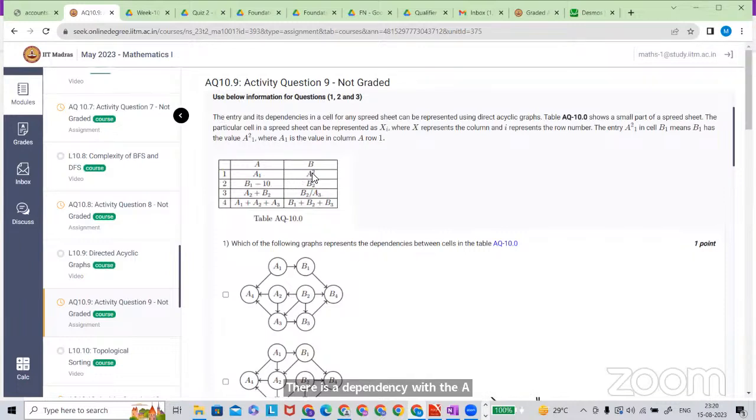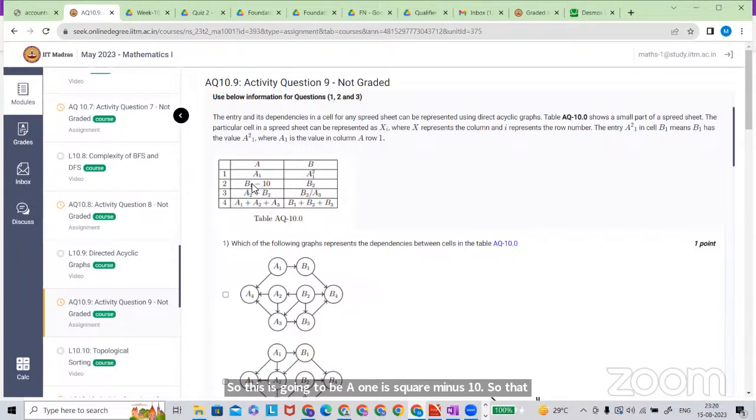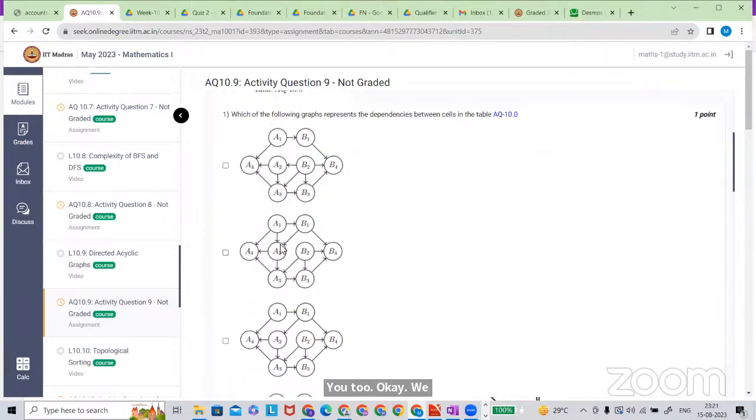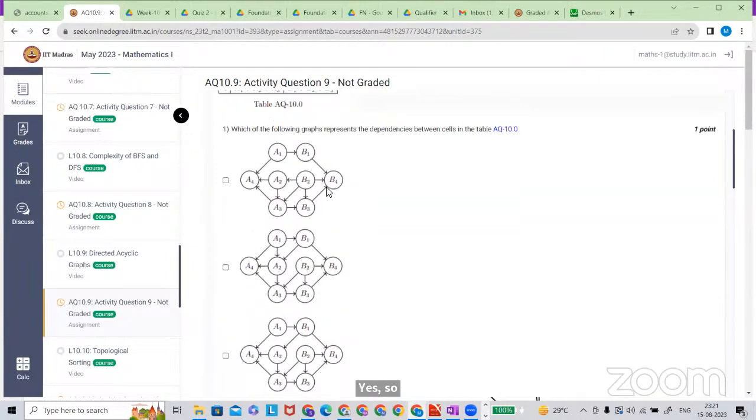Yes, sir. Because it is a square, there will be an edge in the graph. Now A2: the value of A2 is obtained from B1 minus 10. B1's value is A1 squared, so this is going to be A1 squared minus 10. That means there is going to be an edge from B1 to A2. So by this way you try to draw the graph one by one.